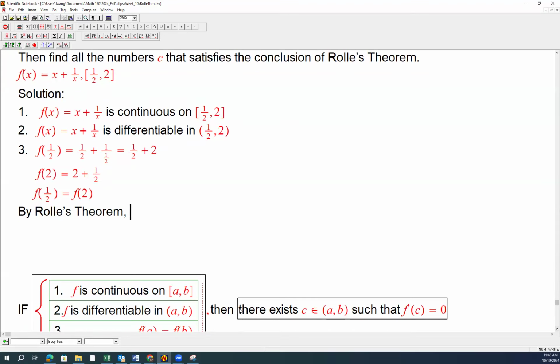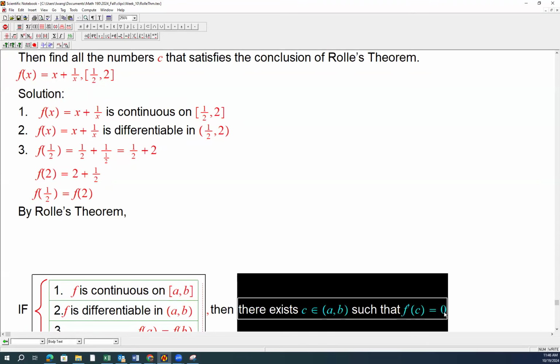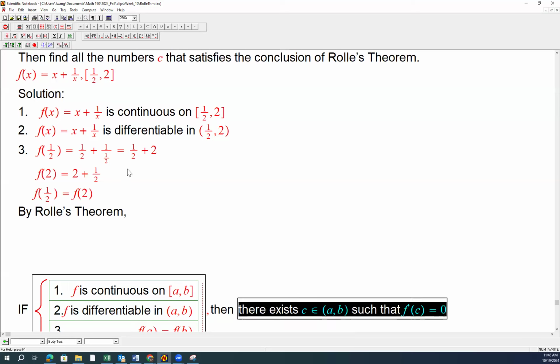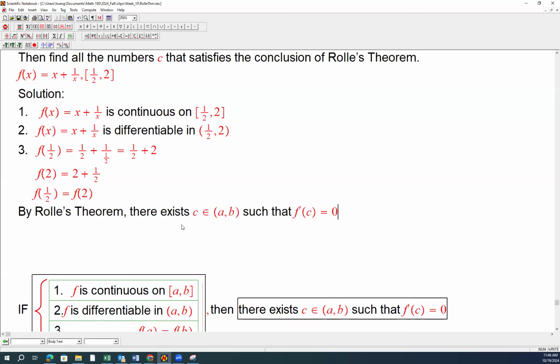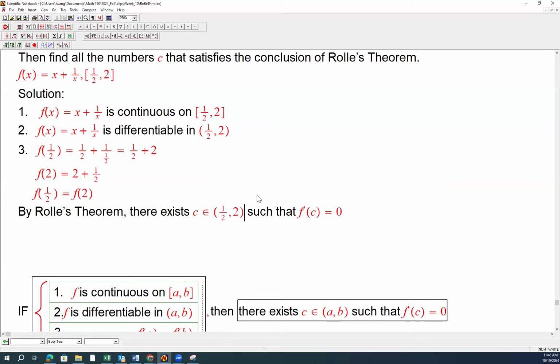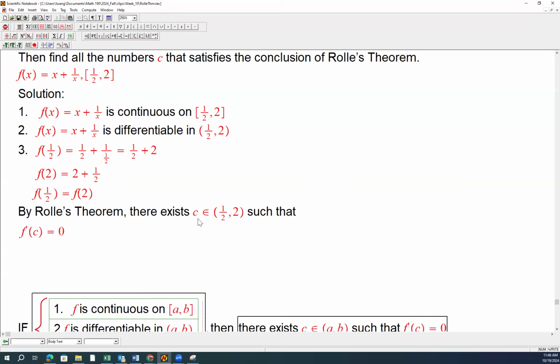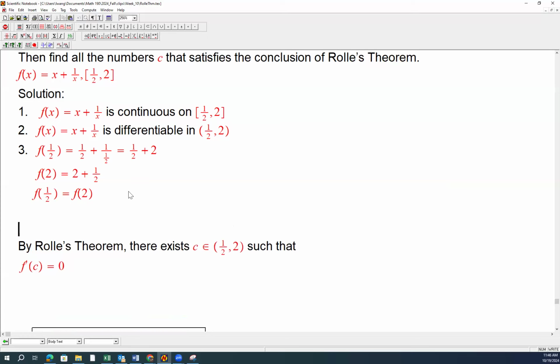So we really just copy these sentences and put a specific function in place, right? There exists a c inside the interval, and the interval we have is from half to 2, such that this is true. We haven't found the derivative yet, right? So let's find the derivative.